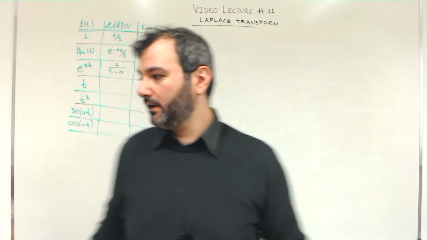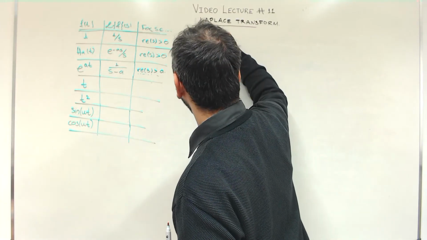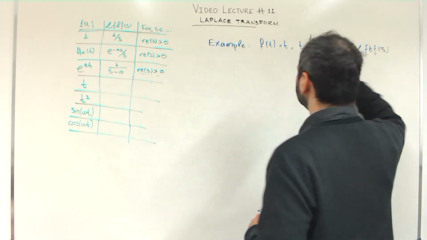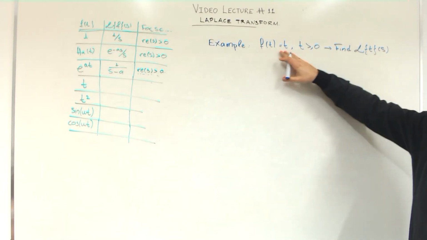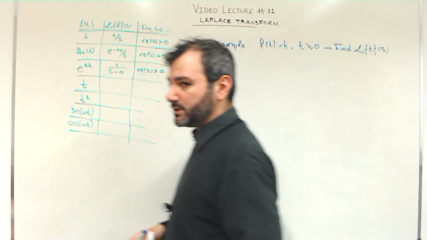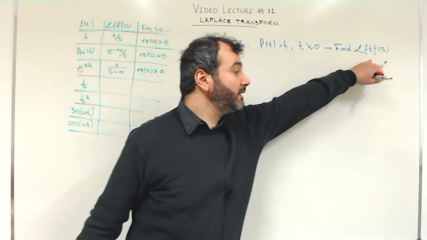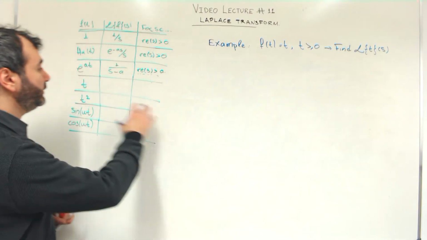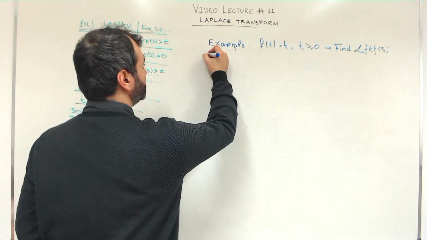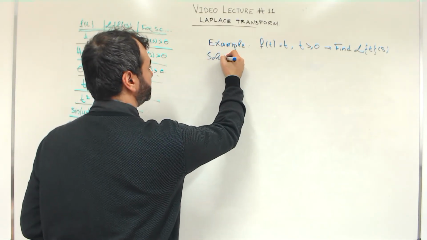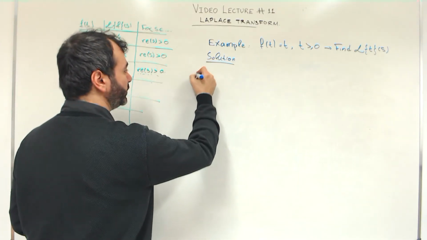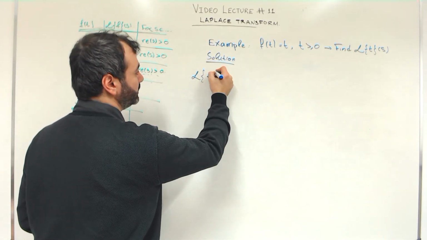Okay, so the next problem is the following. The function f of t is equal to t for all non-negative times t. Find the Laplace transform, which is a function of the complex variable s. Of course, we need to find both the Laplace transform and its domain. So business as usual again. We will use the definition of the Laplace transform. We're doing this mainly as an exercise.